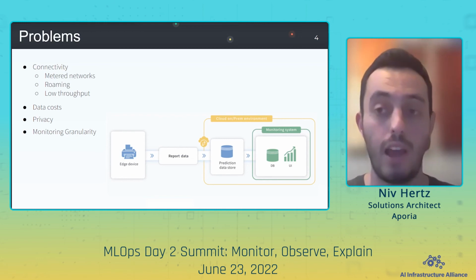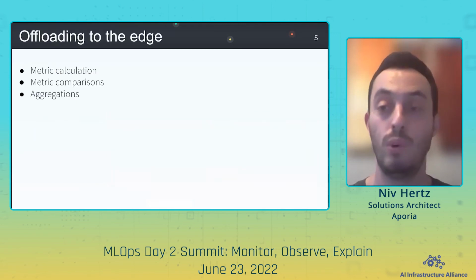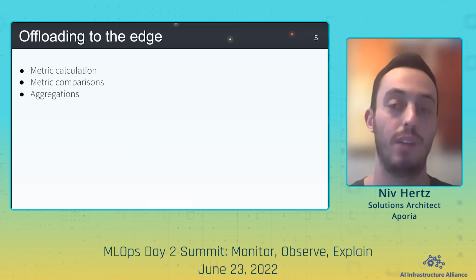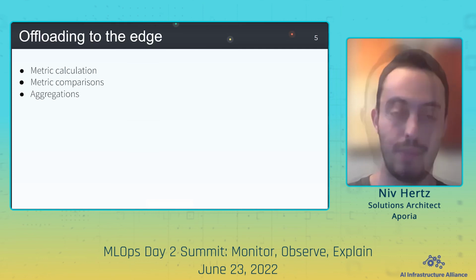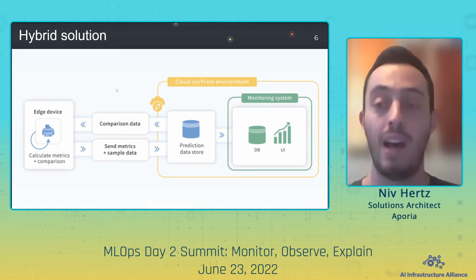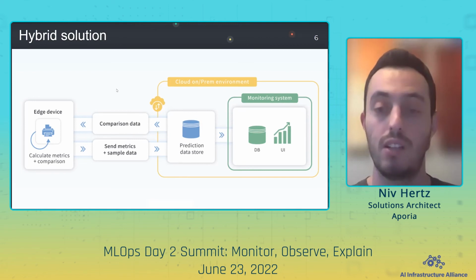So how do we get a monitoring system that's still cost efficient and allows us to monitor all the devices? What we'll do is exactly the same thing that we did when we put the machine learning model on the edge device in the first place. We're going to offload responsibilities to the edge device. When we offload these calculations to the edge device, what we'll end up with is a system that only sends metrics to the cloud.